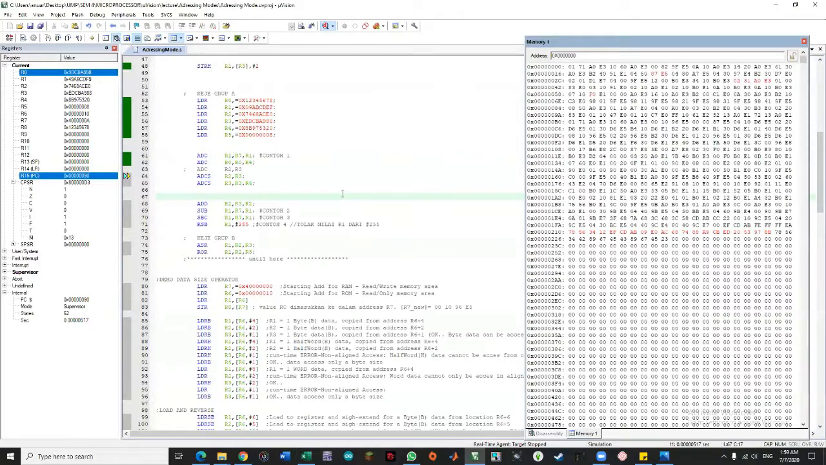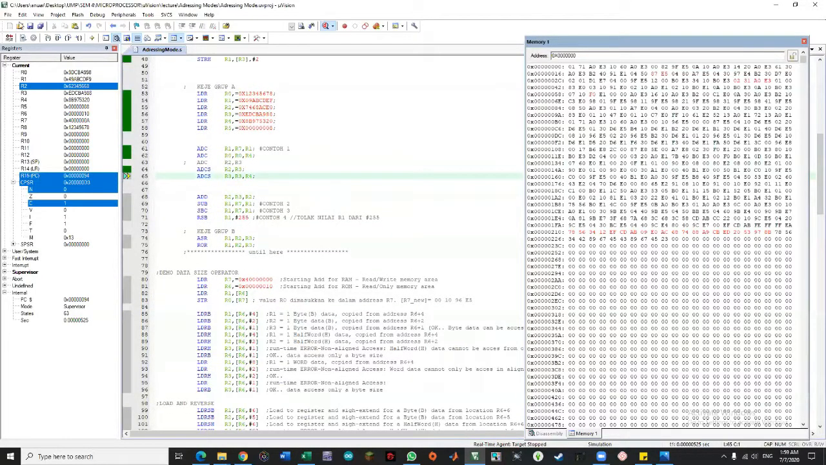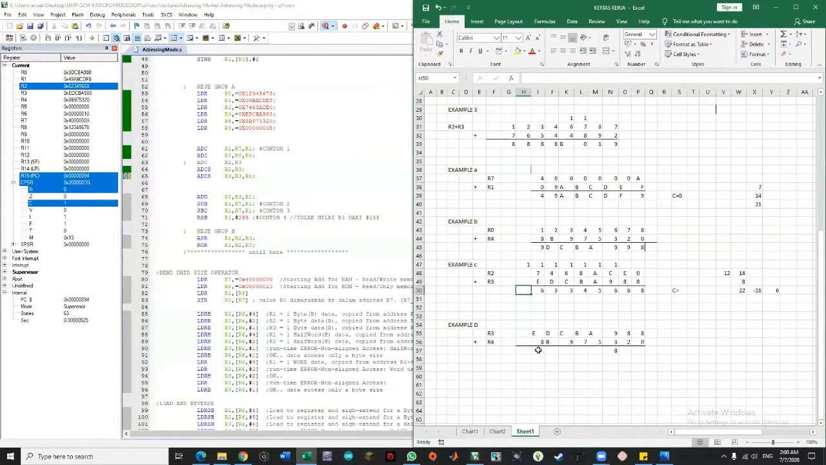Let's run it. 6, 2, 3, 4, 5, 6, 7, 8. So the carry is 1. And R3, R3, R4. R3 plus R4. So just see at the most significant byte, MSB.